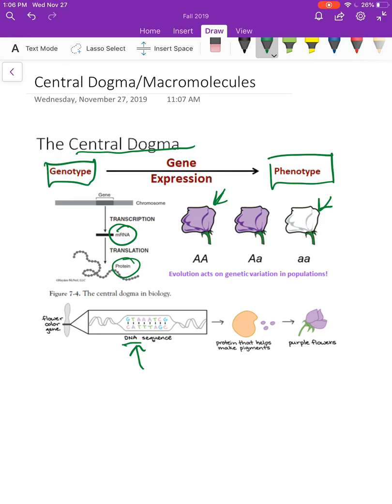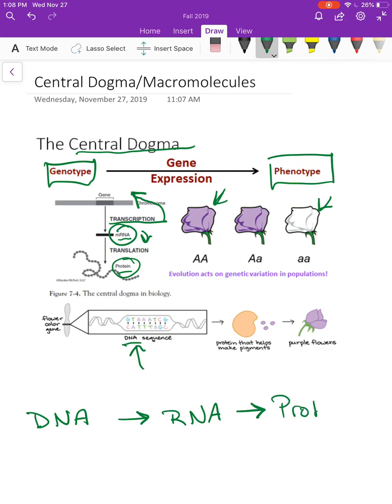So essentially the central dogma is DNA to RNA, which is what transcribes the gene from your chromosome. And after you have your RNA, this then gets translated to a protein. So DNA, RNA, protein. And this protein is what causes a phenotype.